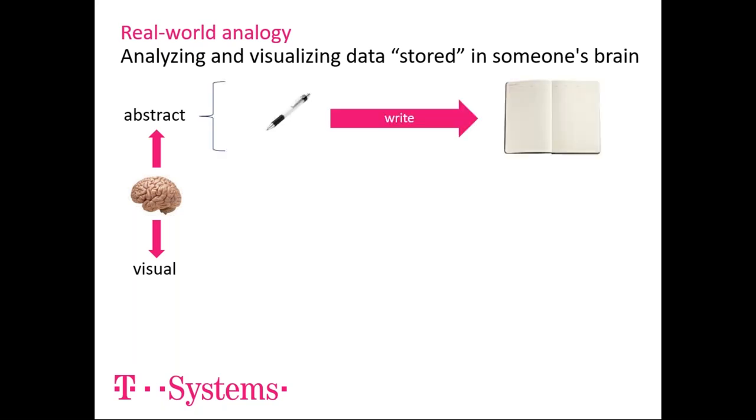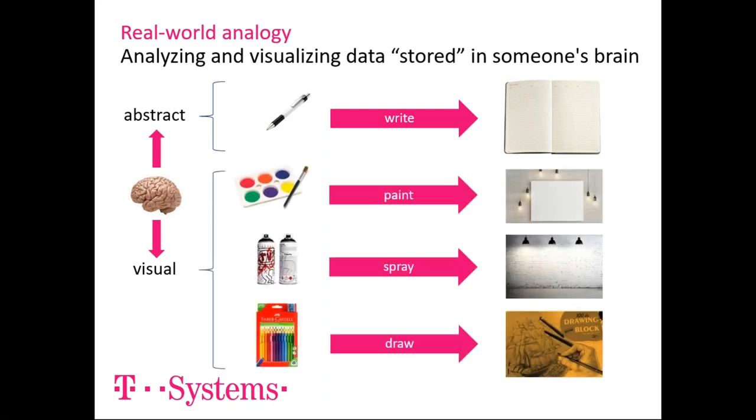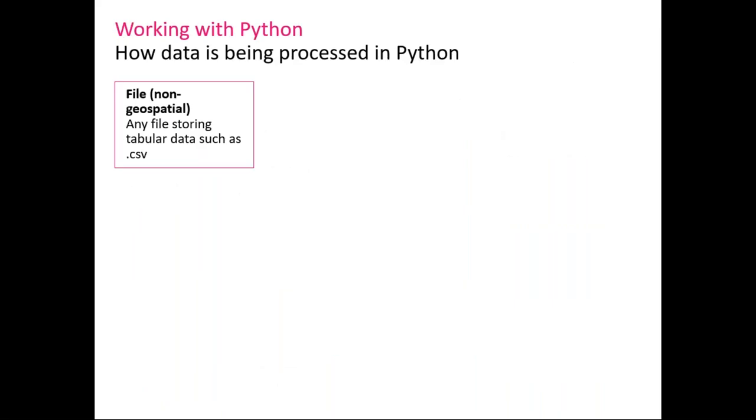And in case of abstract data, you would need a tool, such as, for example, a pen, and you would essentially extract the data and project it onto a notebook, for example. And in case of visual data, you have different tools that you can use to represent the data on different, well, different frames, if you will, right? So you can have a paint or spray, or you can have different colorful pens. And depending on what tool you use, you would need different frames to project the data. And so the same concept applies to programming as well. All right, so now let's look into working with Python and how data is being processed in Python.